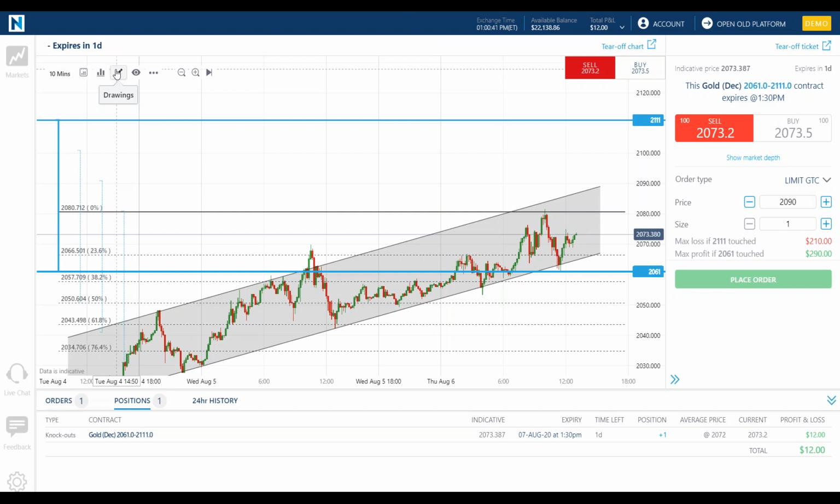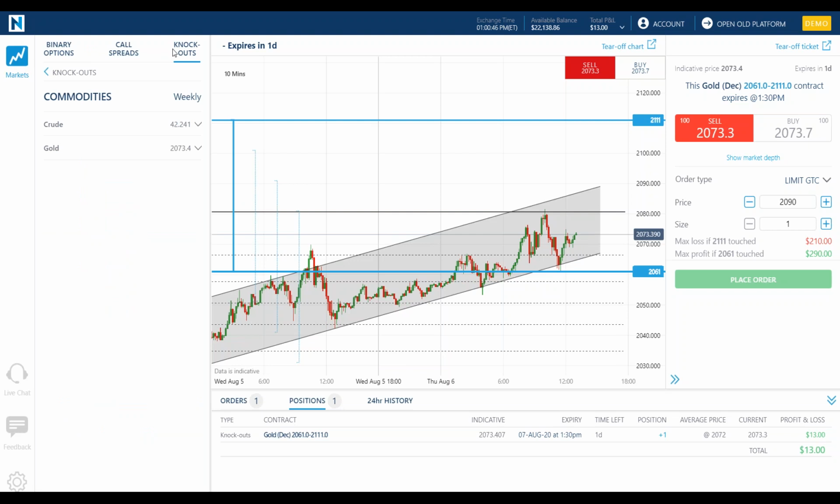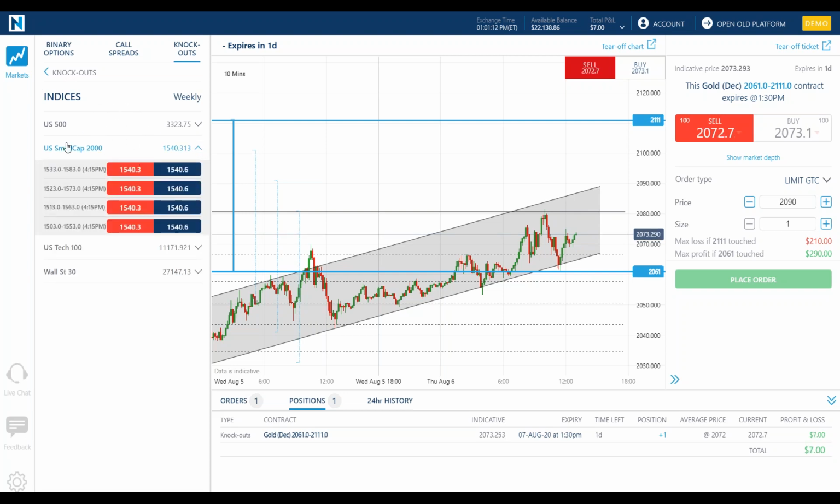Now I want to move away from knockouts. I'm going to bring up our markets page. And again, in knockouts, we do have knockouts for the commodities, for foreign exchange, and I believe we're actually looking at adding more foreign currency pairs here. And then also on the U.S. indices. So if you are more into the stock market and wanted to trade the S&P 500, which is the U.S. 500, or the Russell 2000, the small mid caps, we've got knockouts for that as well.